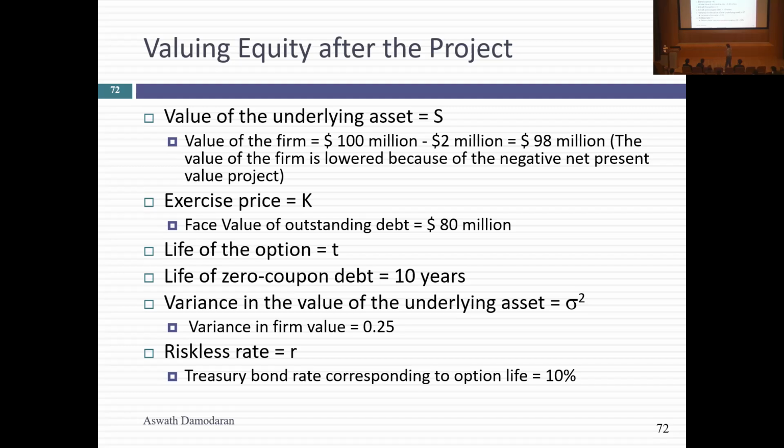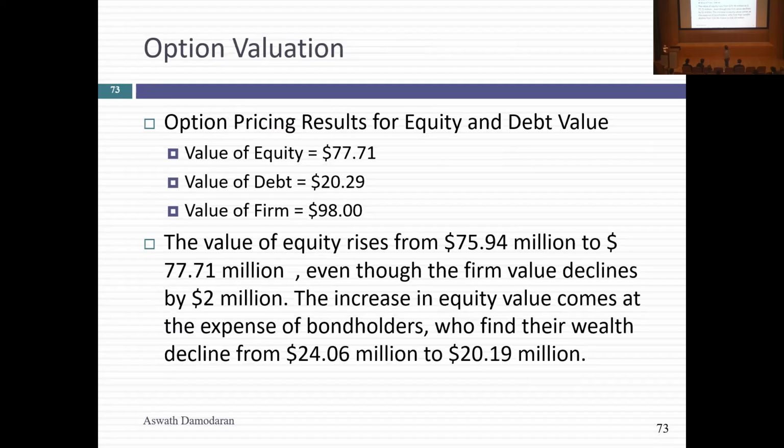I pushed up the variance in firm value. So two things happened. The value of the business has gone down, the variance has gone up. You're still the equity investor. You still owe 80 million on that zero coupon. Remember, your equity was worth 75.94 million before? After I take this bad, risky project, your equity is actually worth 77. It actually went up. File this away.